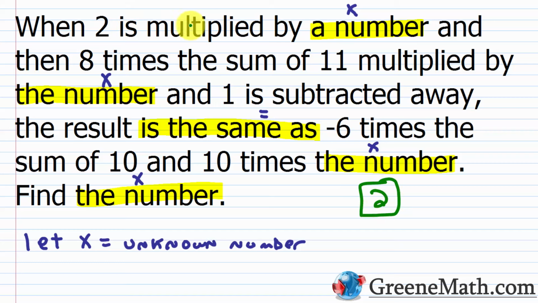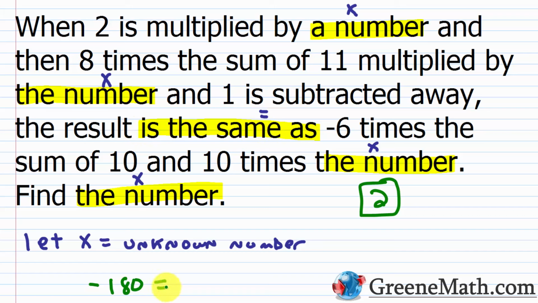So when 2 is multiplied by 2, so 2 times 2 is 4, and then 8 times the sum of 11 multiplied by 2 and 1. So we're going to have 8 multiplied by the sum of 11 times 2, which is 22, and 1. So 22 plus 1 is 23. 23 times 8 is 184. So we'd have 184 here. Now it says that this is subtracted away. So 4 minus 184 is going to be negative 180.